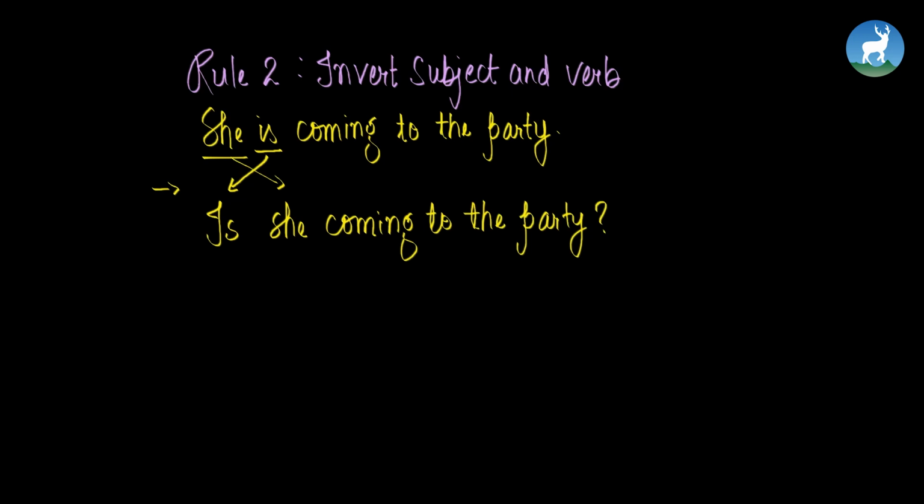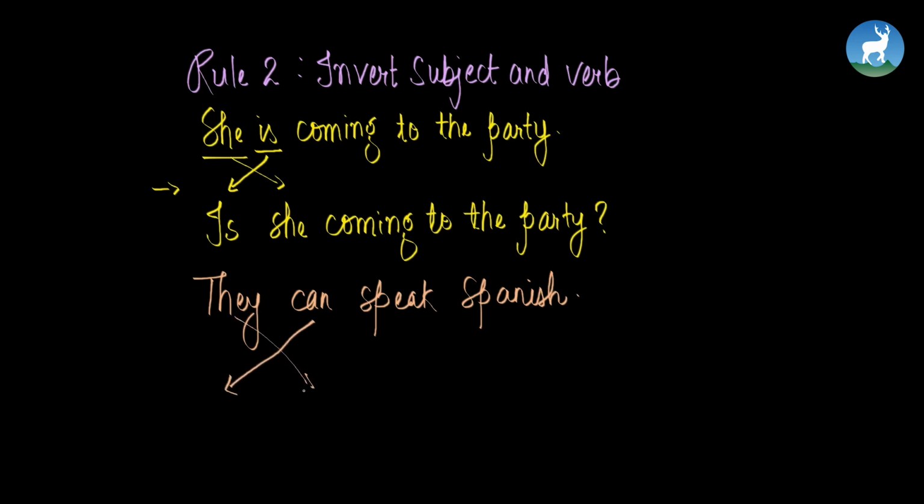Let's take one more example. They can speak Spanish. Now, what do we do? We just invert the subject and verb. "Can" and "they" change the positions. Can they speak Spanish? Question mark. Now we have formed another yes or no question. Now let's see some more sentences and try converting them to yes or no questions.